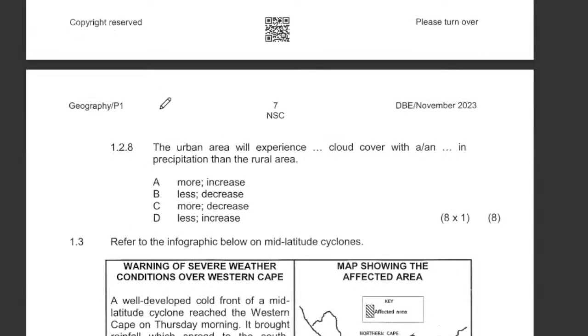1.2.8, the urban area will experience cloud cover with more precipitation than the rural area. So for 1.2.8, the answer is A.